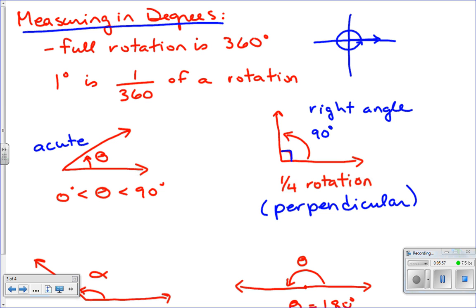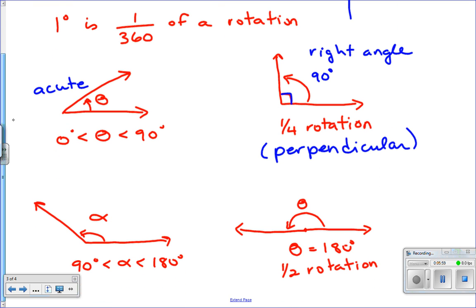Okay, and down below that, we've got an angle that's between 90 and 180 degrees, and that is called an obtuse angle. And then we also have an angle here that is at exactly 180 degrees, so it's gone half of a rotation around, and it is called a straight angle.